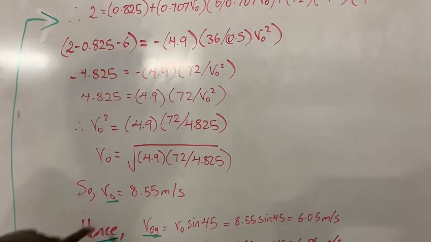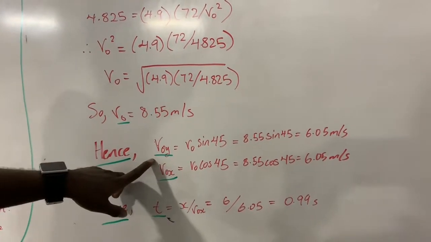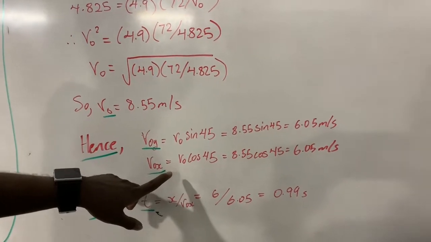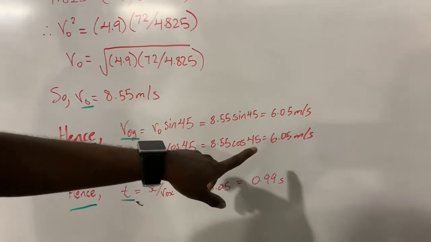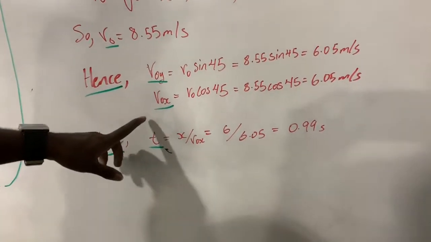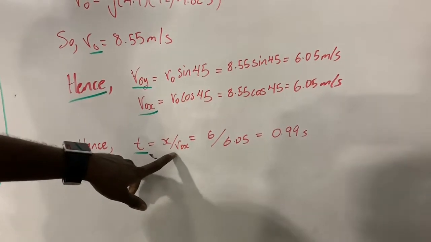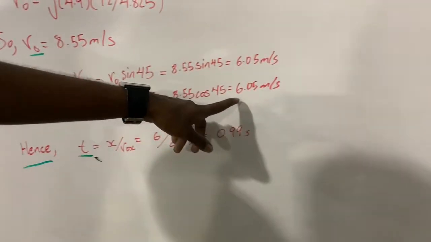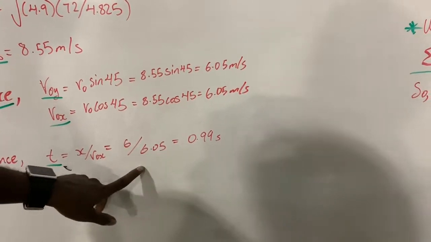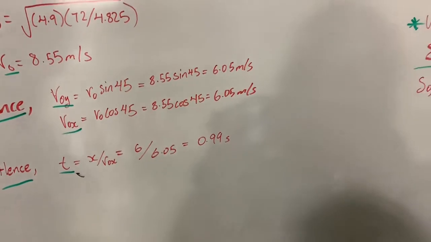8.55 meters per second. As we can recall, hence V0y and V0x was equal to this, and we found this value here. Therefore, we were able to substitute it into our t equation, which was X over V0x, which we just found, V0x 6.05 here. We put in our distance and V0x and we found that it took 0.99 seconds to reach the basket.